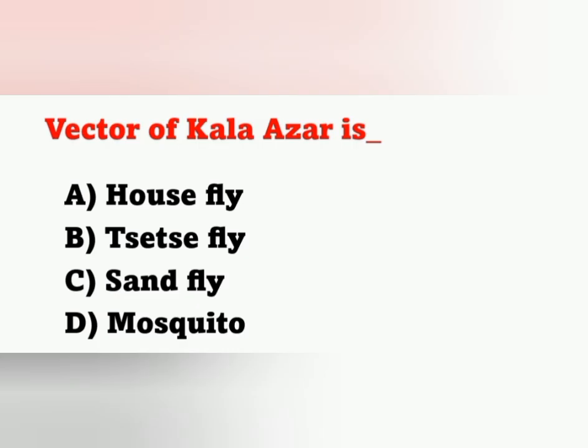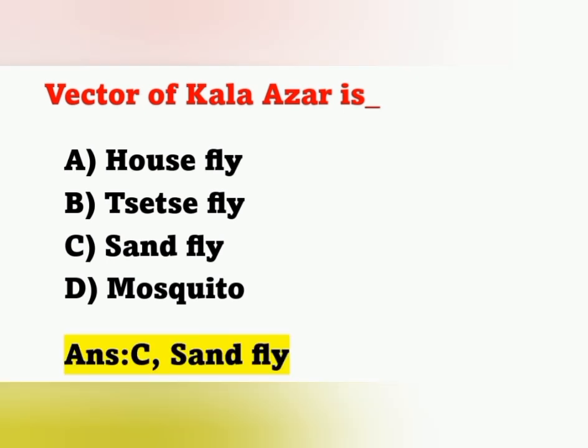And the next question, vector of Kala Azar is. Options, option A housefly, option B tsetse fly, option C sandfly, option D mosquito. Vector of Kala Azar is sandfly. Option C is the correct answer.